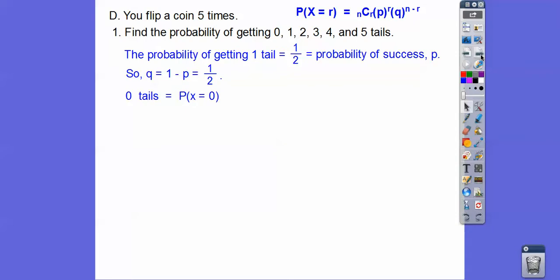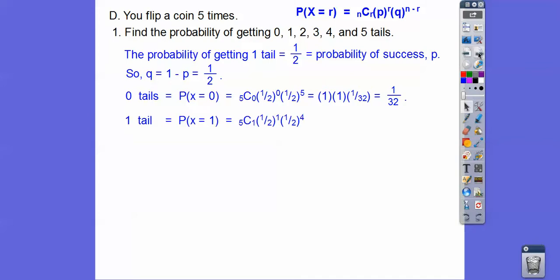All right, so here's 0 tails. Plug in r equals 0. n equals 5. So 5C0 is 5 factorial over 0 factorial times 5 factorial. That's just 1. Anything to the 0 power equals 1, so we have 1 times 1, and then 1 to the 5th is 1, 2 to the 5th is 32, so we get 1 over 32. So if you flip it 5 times, 1 out of 32 is your likelihood of getting 0 tails.